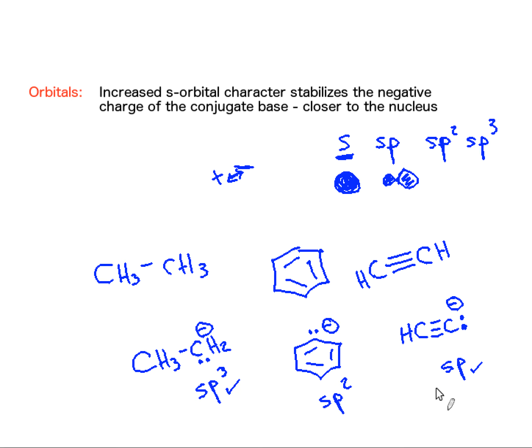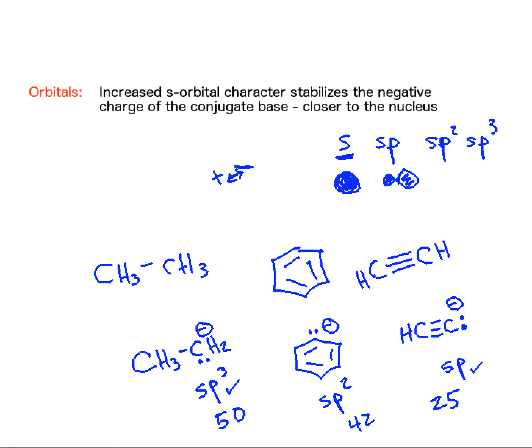And none of these honestly are very good acids at all. This has a pKa of 25, but this is worse with 42, and this is terrible at 50. It's very difficult to just rip a carbon-hydrogen bond apart to leave a carbanion as a conjugate base.